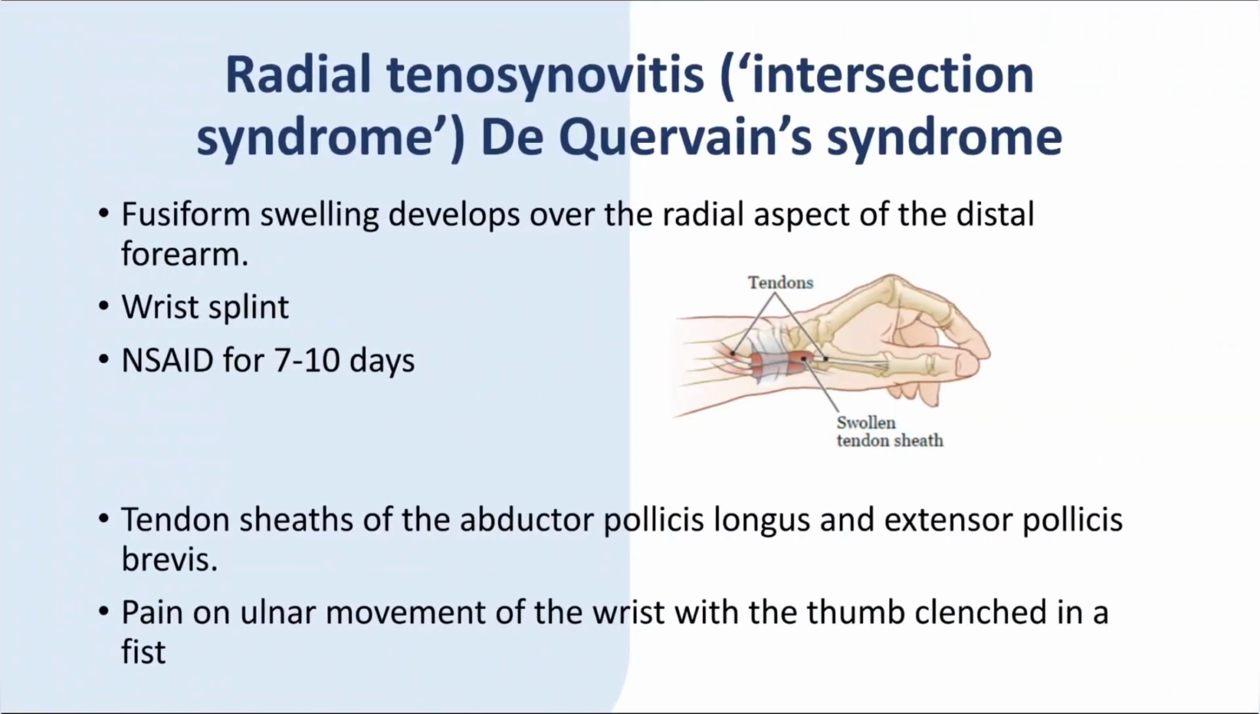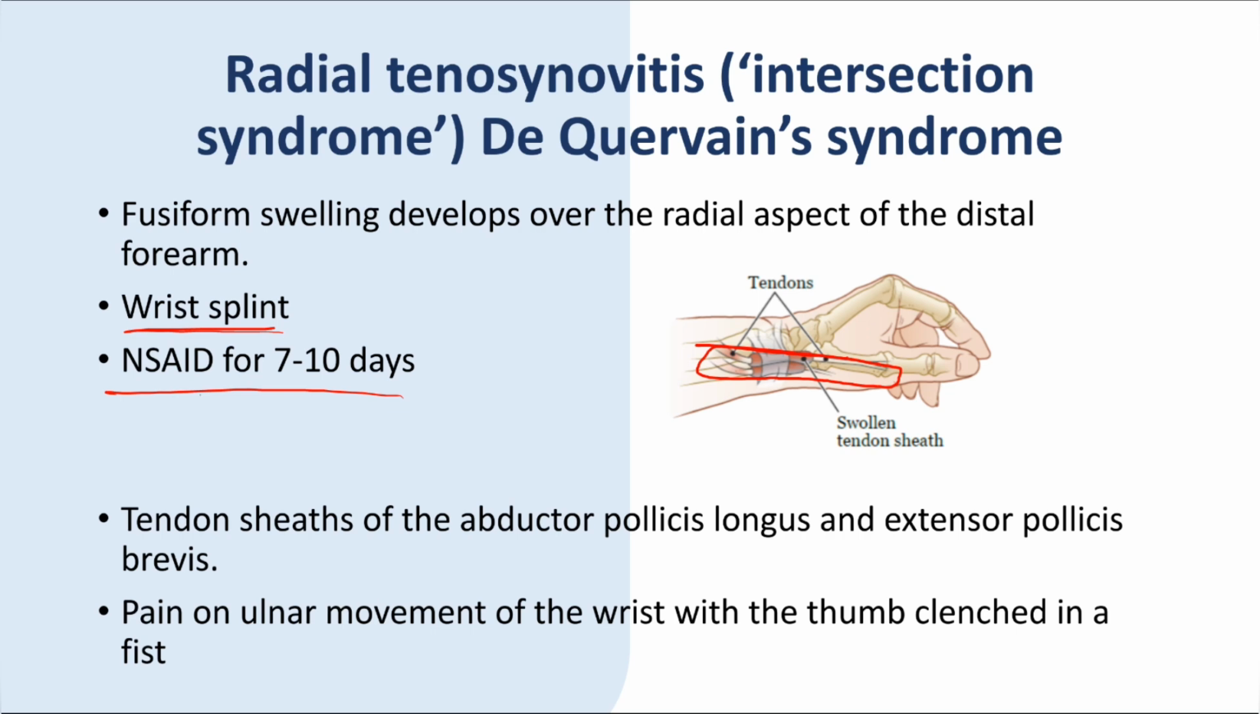We have radial tenosynovitis or intersection syndrome, also called de Quervain syndrome. In this one, there will be fusiform swelling that develops on the radial aspect of the distal forearm. These patients have pain on extension of the thumb, so it needs a wrist splint and non-steroidal anti-inflammatory drugs for 7 to 10 days.